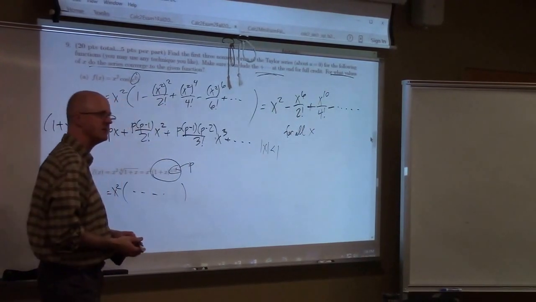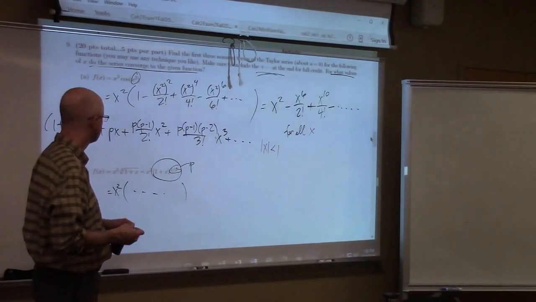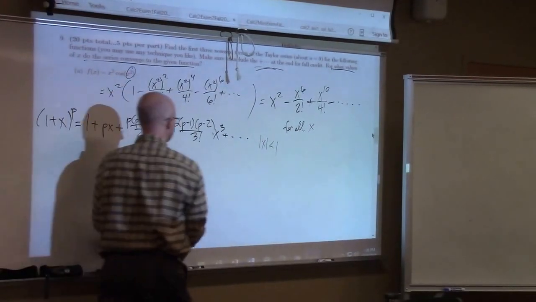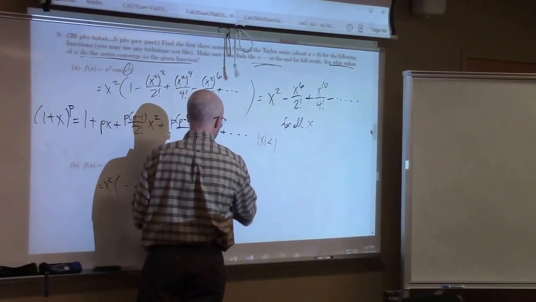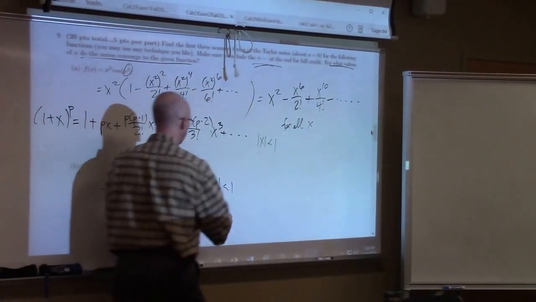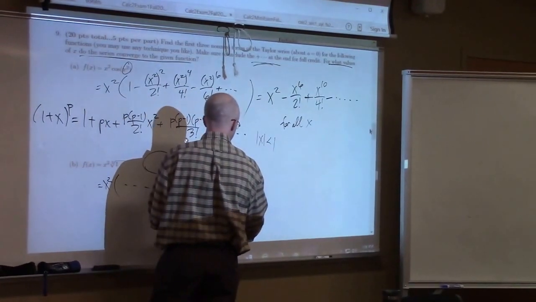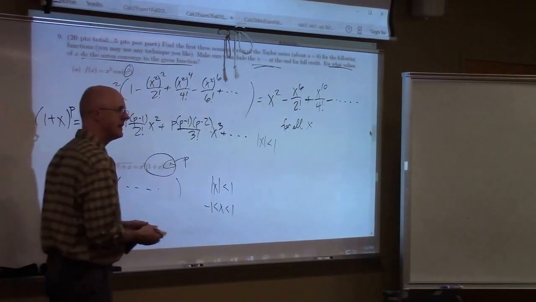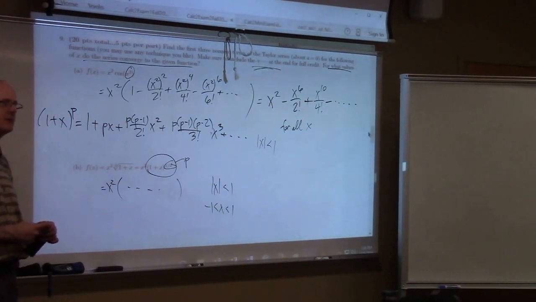I'll let you finish that one. It's going to converge when the absolute value of x is less than 1. Which, by the way, you should also know is equivalent to x being between -1 and 1, in case that's not clear to you.